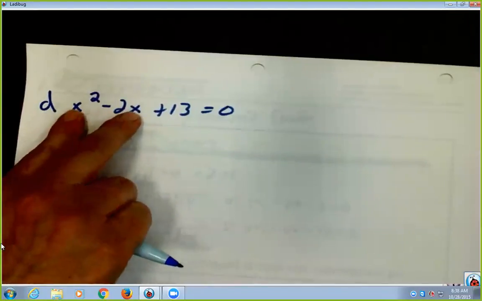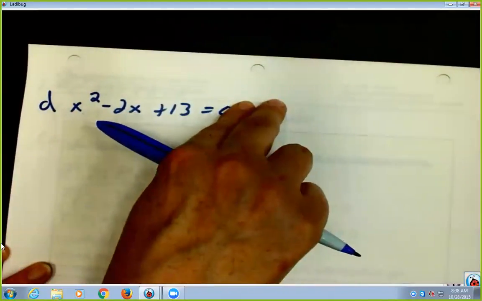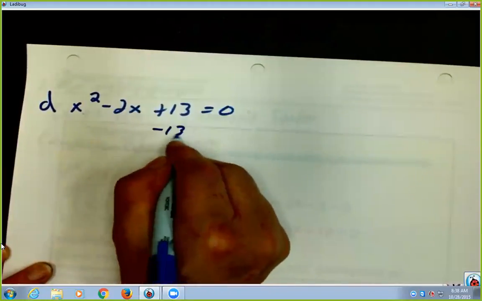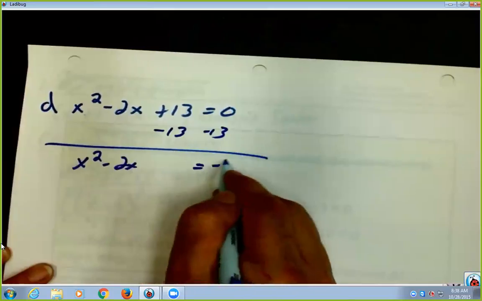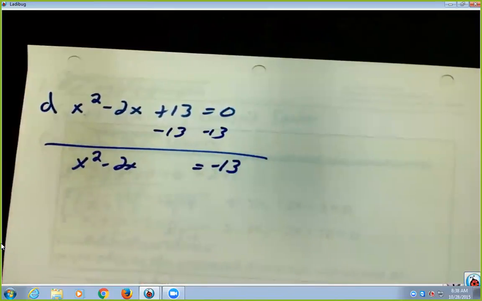Remember, the first two have to be by themselves, so 13 needs to go to the other side. Then you can finish it from there.